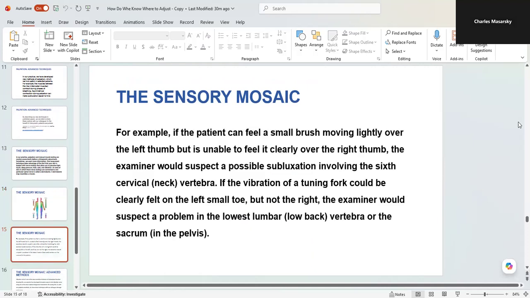To give you a specific example, if the patient can feel a small brush moving lightly over the left thumb, but is unable to feel it clearly over the right thumb, the examiner would suspect a possible subluxation involving the sixth cervical vertebra in the neck. If the vibration of a tuning fork could be clearly felt on the left small toe, but not the right, the examiner would suspect a problem with the lowest lumbar vertebra in the low back or the sacrum in the pelvis.